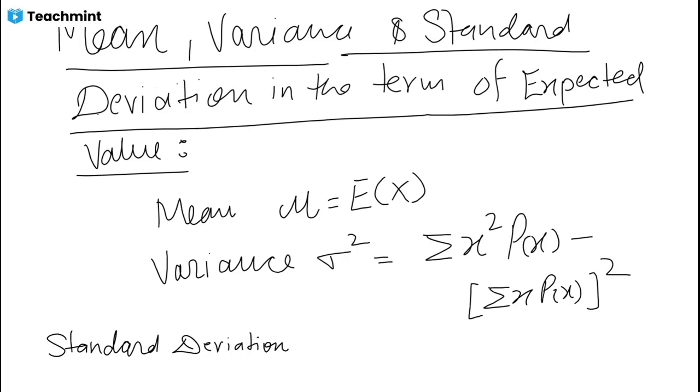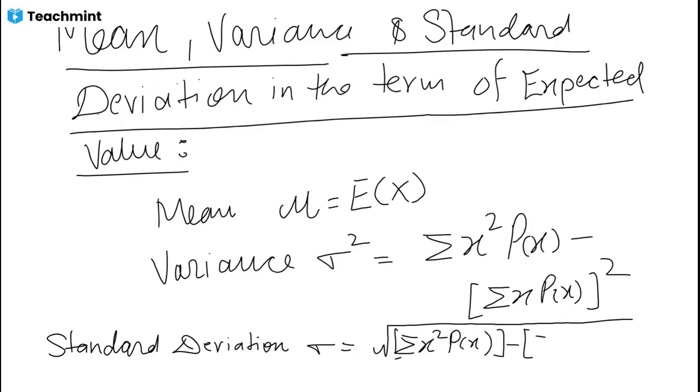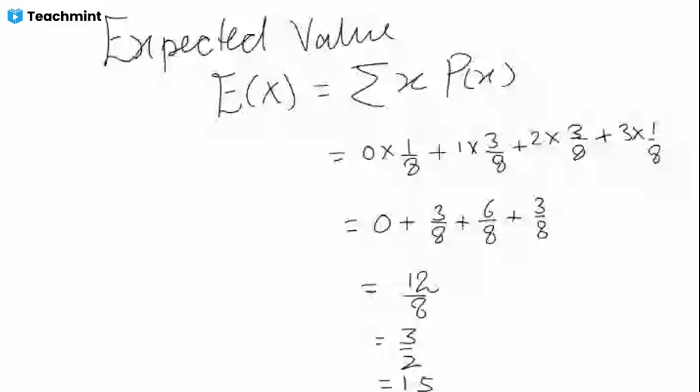Standard deviation sigma is equal to the square root of summation x square into p(x) minus summation x p(x), whole square. Now let us find all these values for this given experiment.